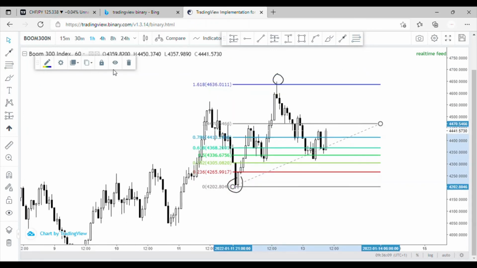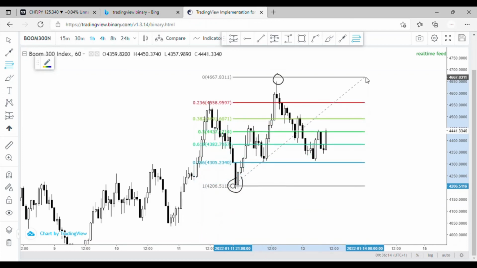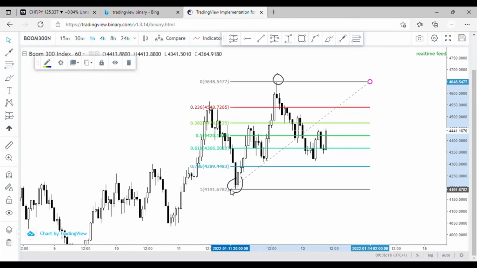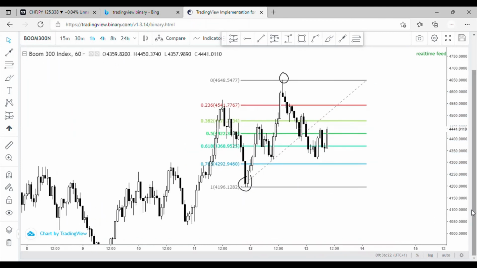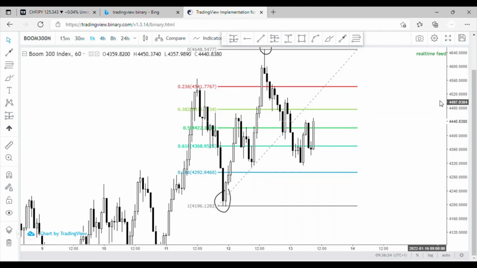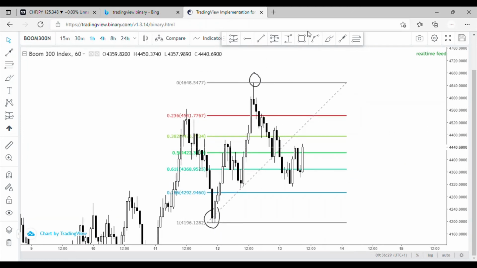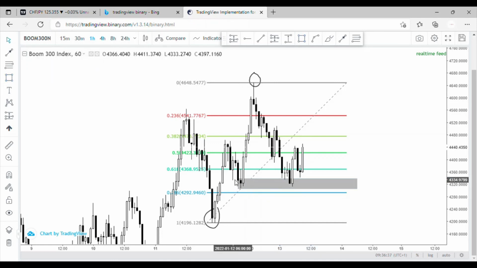Okay, let me draw it again. I feel like I didn't hold it the way I was supposed to hold it. Yes. You go and drag your Fibonacci, guys. So how will you know that the price will turn where it's supposed to turn? Because of what? Of an order block, guys. Because of this order block.